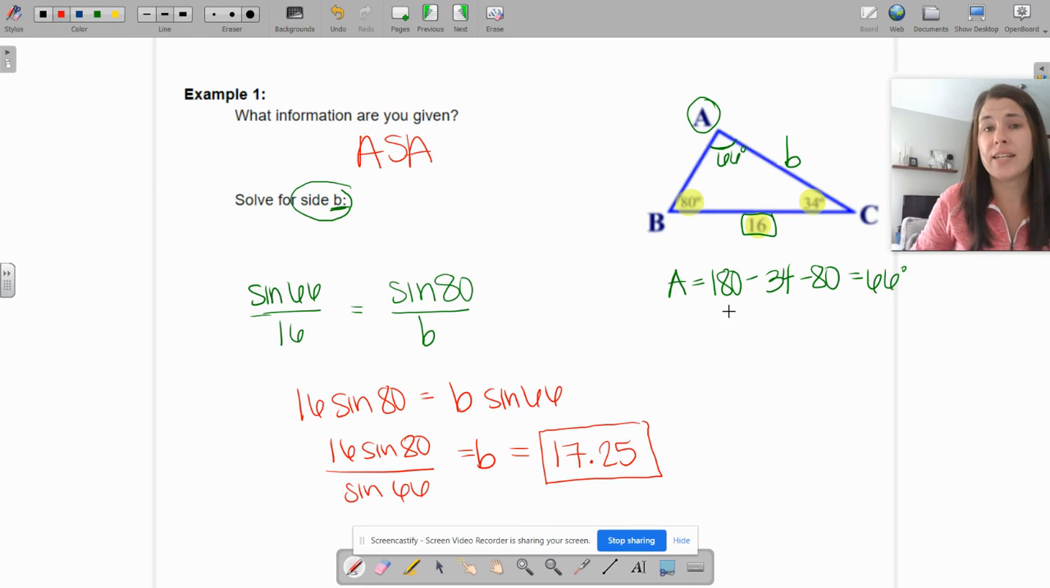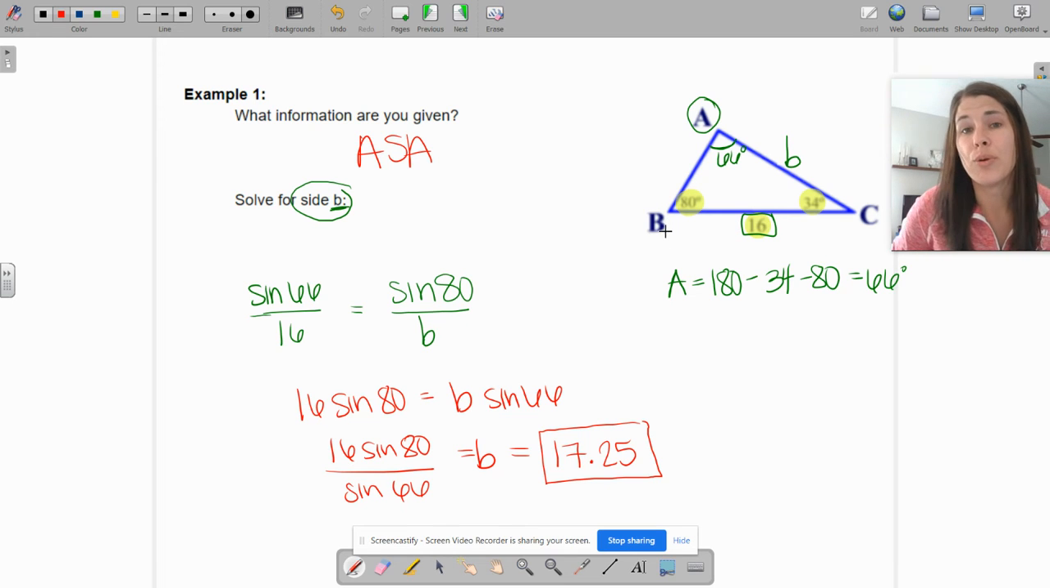Keep in mind, if I did ask you to solve the triangle, if you had to find side C, you cannot use the Pythagorean theorem. This is not a right triangle. So if I also asked you to find side C, you would have to go through and use the law of sines again to find that side.